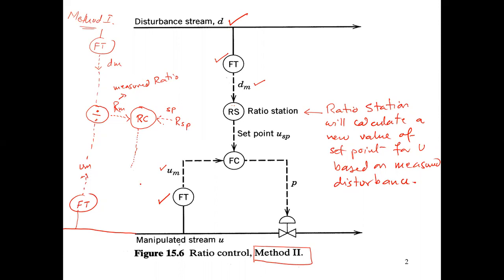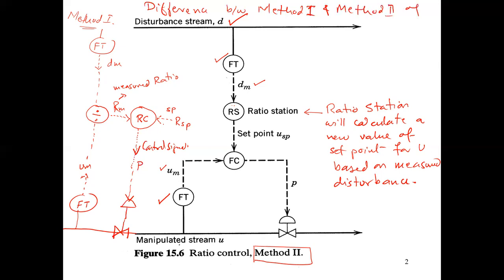a control signal directly to the control valve which is installed here. ठीक है. Or this will be our, let's say, P signal. ठीक है. This will be the control signal. So the difference between method 1 and method 2 of ratio controller.